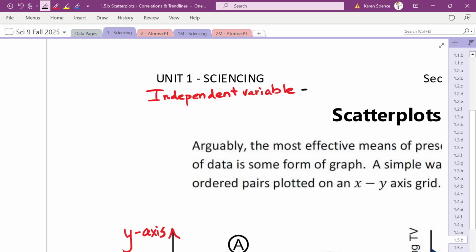The independent variable is one that is manipulated. It is the one that you change. Minutes of studies. Okay, this is also known as a manipulated variable.